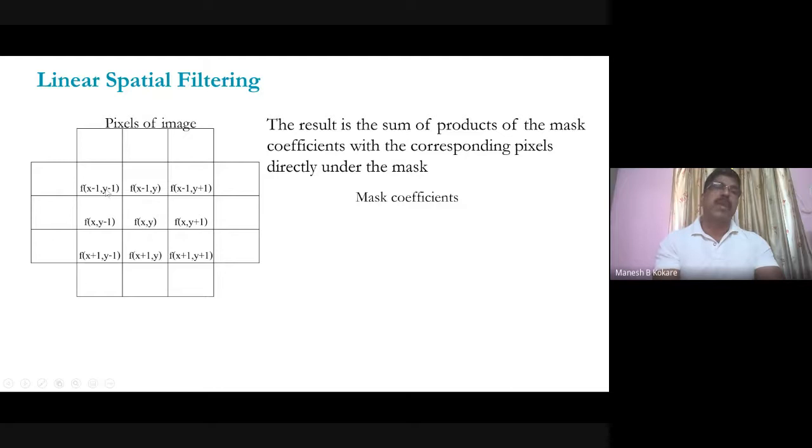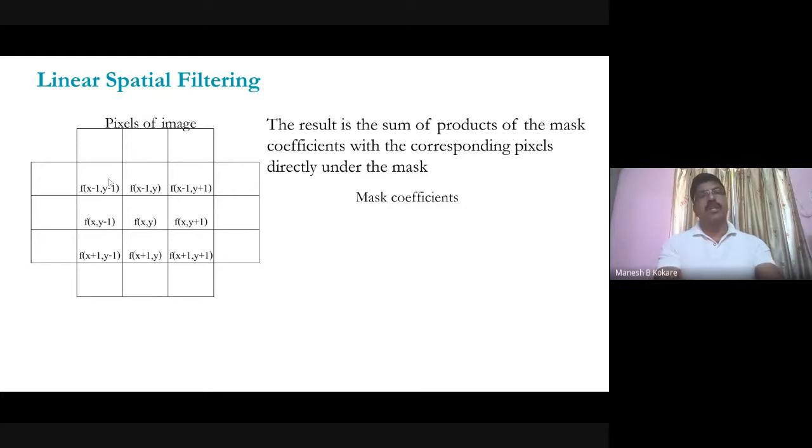So these are the neighboring pixels. How many neighboring pixels are there for this one? If you are considering a window of 3 by 3, this is the pixel under consideration, and for this pixel there are 8 neighbors. This is 1 pixel, another pixel, third, fourth, fifth, sixth, seventh, and eighth pixel. So for any pixel under consideration, if you are considering a 3 by 3 mask, there will be 8 neighboring pixels. If you are considering a 5 by 5 mask, there will be 24 neighboring pixels, and so on. For a 7 by 7 mask, there will be 48 neighboring pixels, and so on.